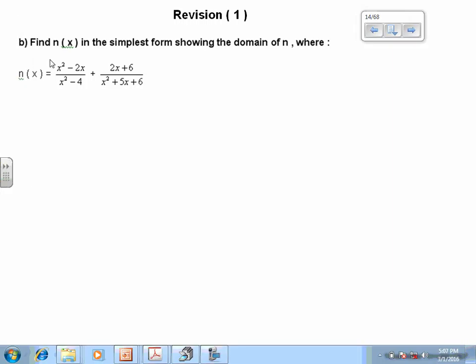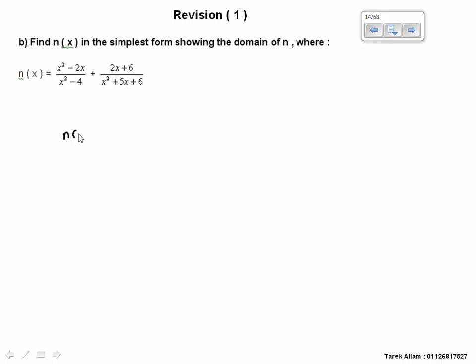Next question. Find n(x) in the simplest form, showing the domain of n, where n(x) equals (x² − 2x)/(x² − 4) + (2x + 6)/(x² + 5x + 6). So first I will factorize the two fractions.